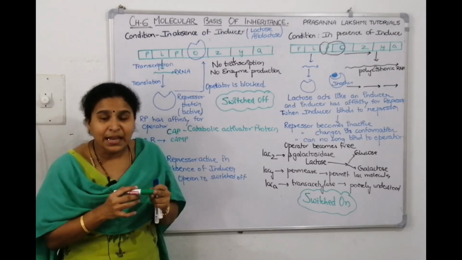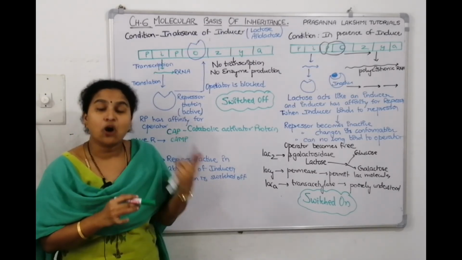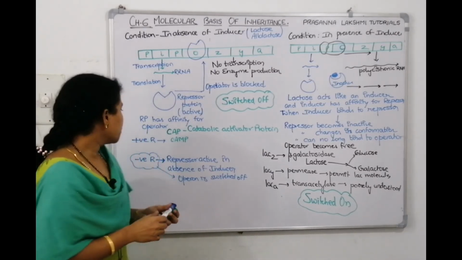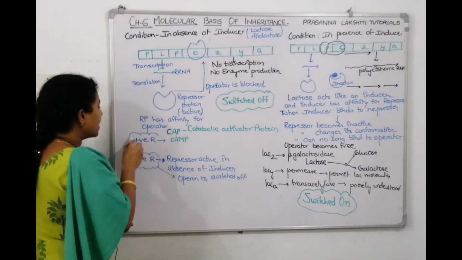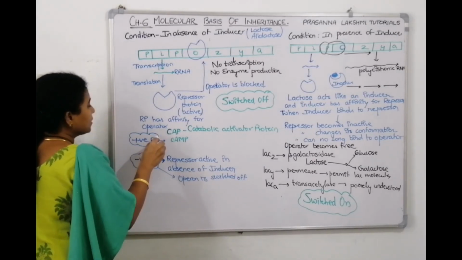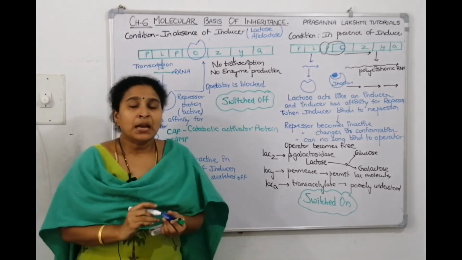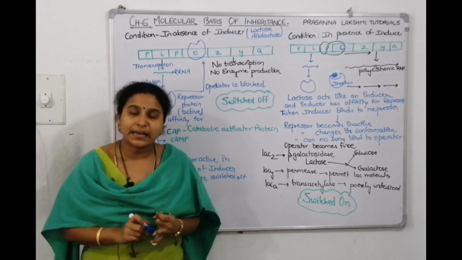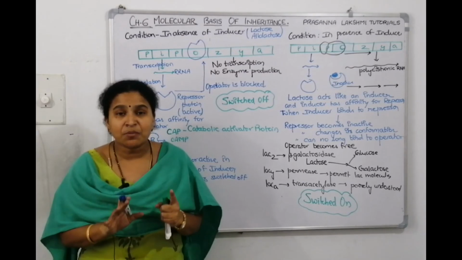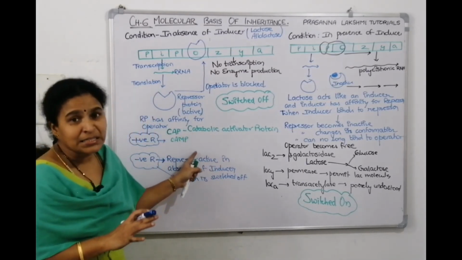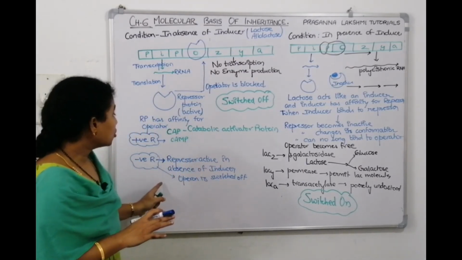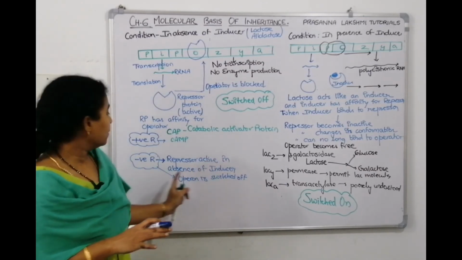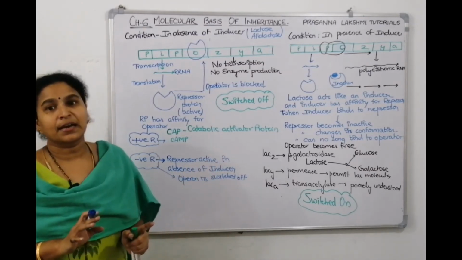When CAP is there, then the operon is switched on. So when the operon is switched on, that means it is making the enzymes. Then we tell it is positive regulation. So Lac Operon can be taken as an example for positive regulation also, negative regulation also. Positive regulation means in presence of CAP and cyclic AMP. Negative regulation means in absence of inducer, where the repressor is active.